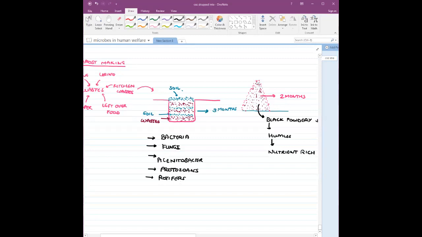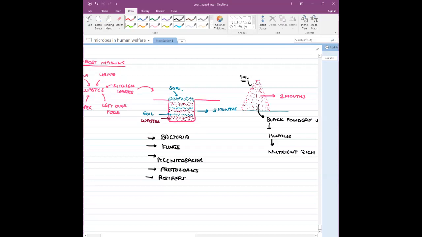Once again, after the soil part, what is going to happen when you add this soil? You keep it like this for 3 months, then you convert it into conical heaps and cover them with soil. So this is going to be your soil on the top, and then you leave it just like that for 2 months under the sun.